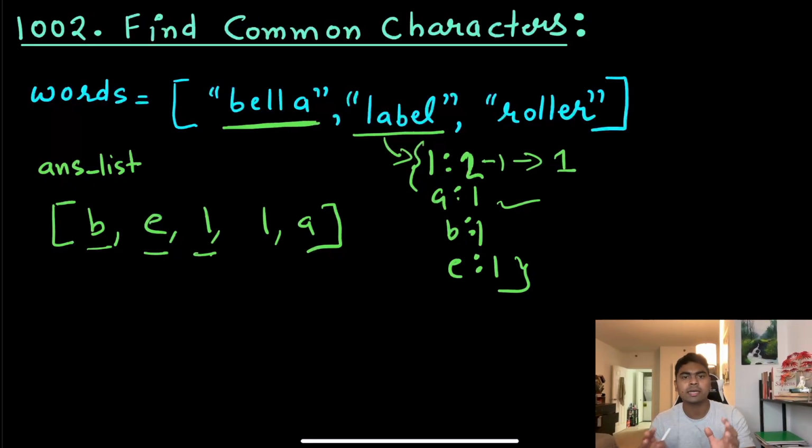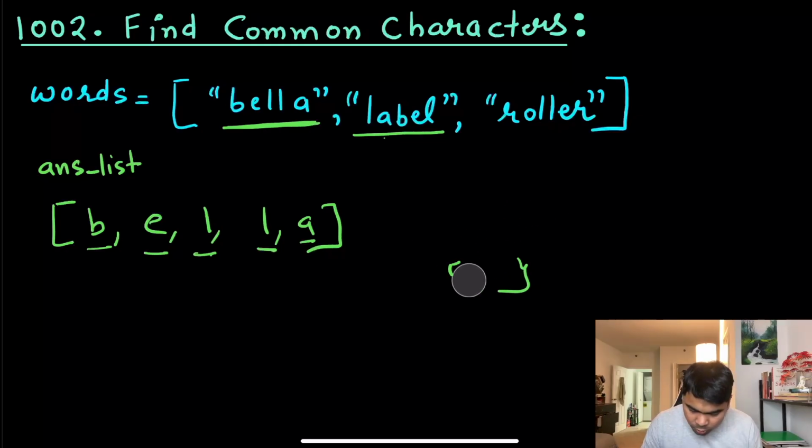I'm just trying to tell you that there needs to be a way of checking duplicates, because duplicates will be returned in my answer. If all the words have two L's, which in this case they do, I will be returning two L's in my answer. Here, everything is common between bella and label, and A is also common, so nothing is dropped from my list.